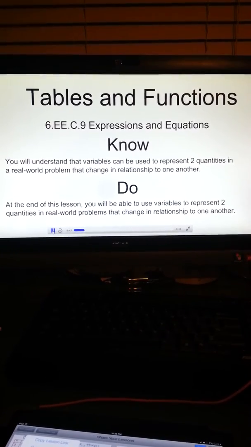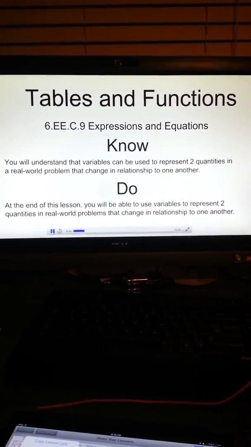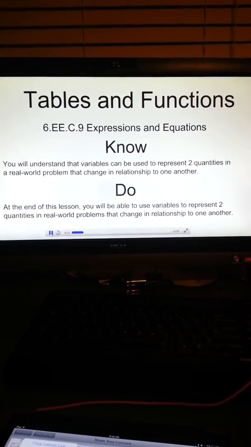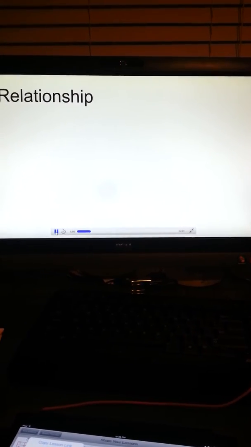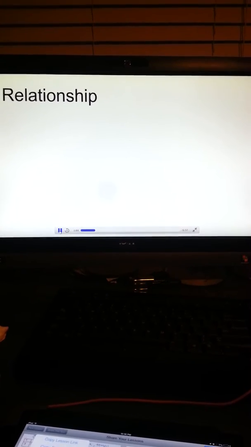Did you know that many everyday occurrences involve pairs of quantities that are matched with each other by some rule of correspondence? This is known as a relationship. A relationship consists of two ordered pairs. We learned from a previous lesson that ordered pairs are represented by using X and Y.